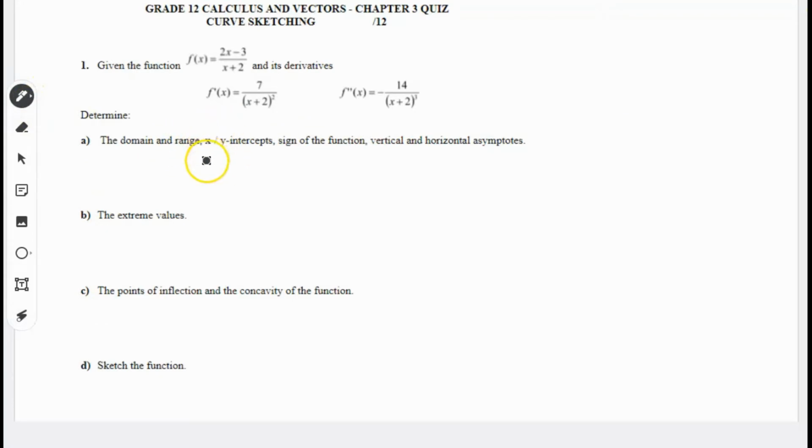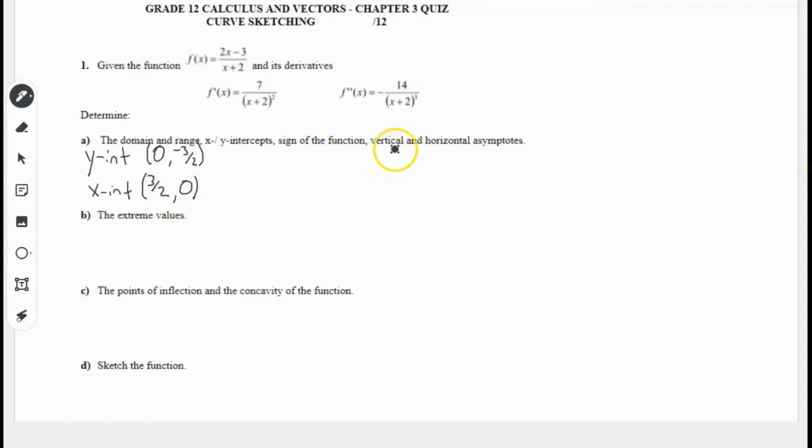So x and y intercepts are pretty easy to start with. To find your y-intercept, just set x equal to 0 and figure out what y is. Well, if x is 0, we're just left with negative 3 over 2. And we can do the same for our x-intercept. If y is 0, so set your function equal to 0, then you're just looking at when 2x minus 3 is 0, right? Which happens at 3 over 2. You can just rearrange that equation.